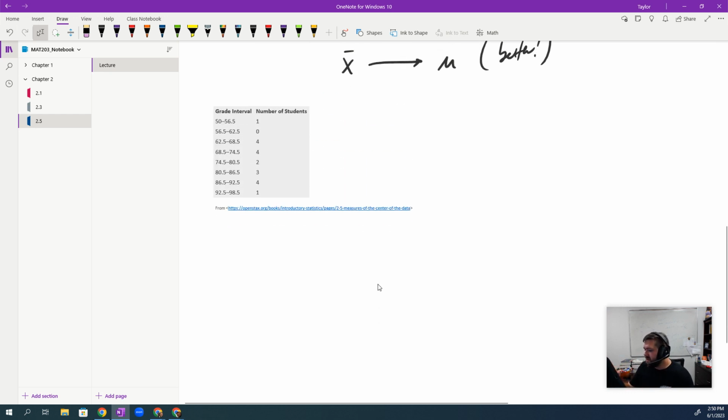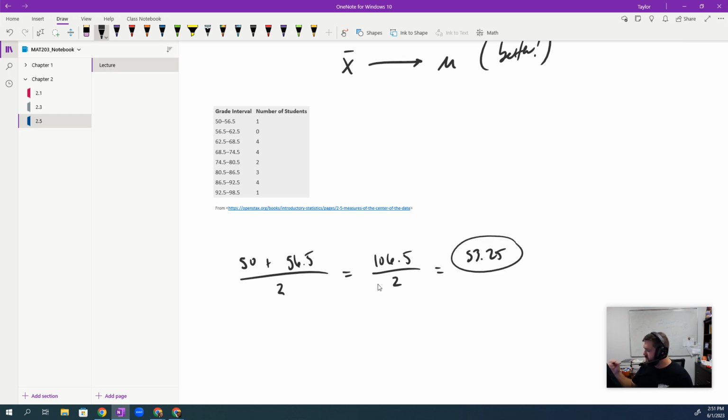So for each of these values, what we would do is find the middle. So if we do 50 plus 56.5 and divide by 2, that is 106.5 divided by 2, which is what? 53.25, right? Yes, 53.25. Okay, so we will use 53.25 to represent this student. There's nobody in this value. It's going to be 0. It doesn't matter.